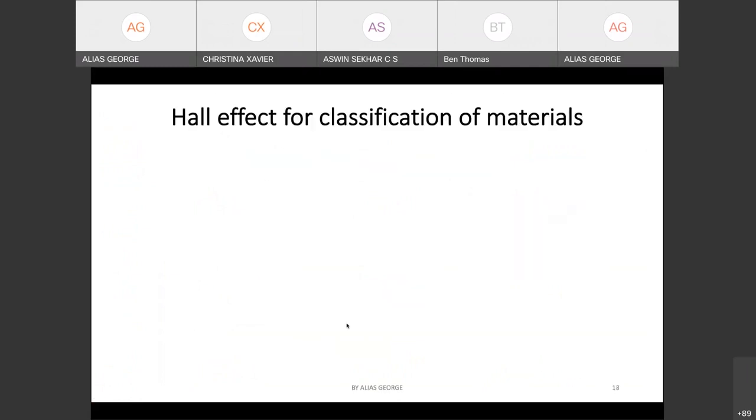Then now I am coming to Ashwin Shekhar's question. Hall effect can also be used for classification of materials. How can that be used? Please see that. Hall effect is 1 by n. Yes, Ashwin Shekhar. Hall coefficient.